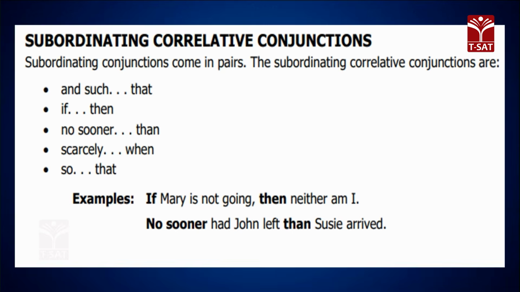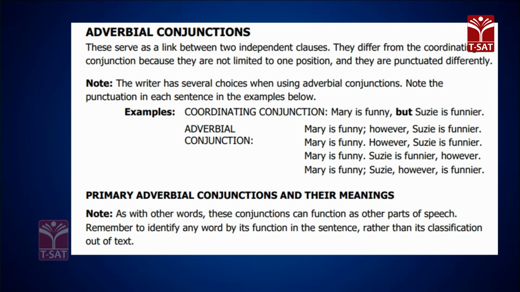Subordinating correlative conjunctions, right, come in pairs. Examples are being given here: such that, if, then, no sooner than, scarcely when, so that. If Mary is not going, then neither am I. No sooner had John left than Susie arrived. So, these are called subordinating correlative conjunctions.